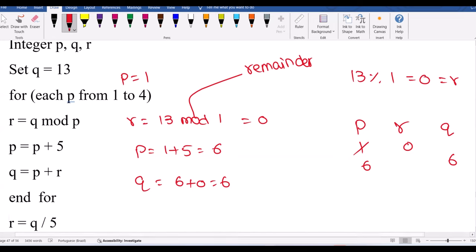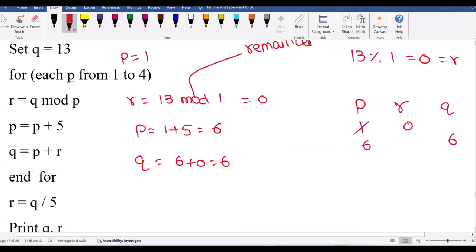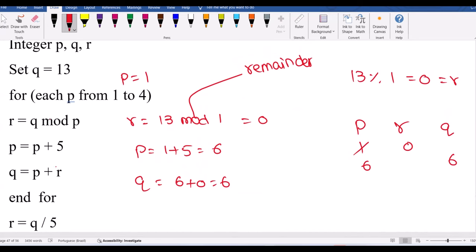Then R equal to Q by 5 is the next step. After this, then I have to go for P value 2, sir. P is already 6. You cannot enter into the loop. This loop is for P value 1 to 4. P is already updated to 6. After this, Q equal P plus 4. You may think about, sir, P is increasing. Go for P value 2. No, P is already 6. It cannot enter into this loop.